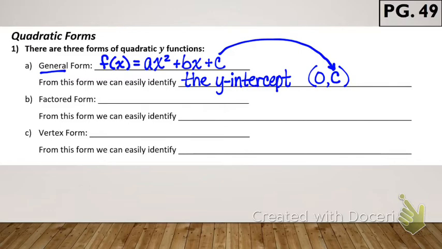Oh, kind of like in the quadratic formula. Mm-hmm. It doesn't have any variables with it. Yep, that's right.